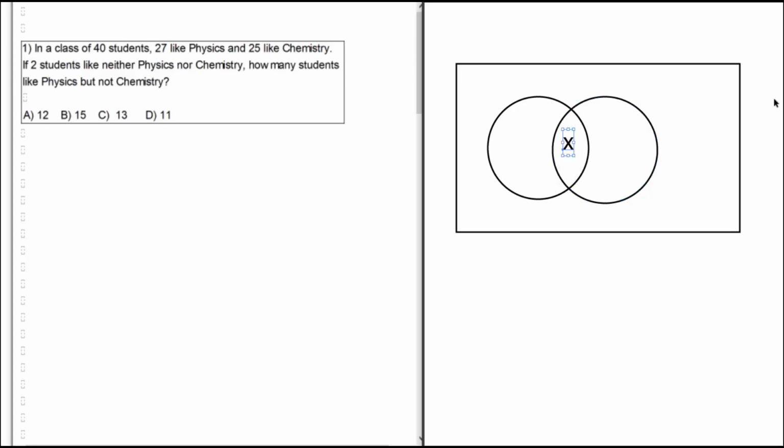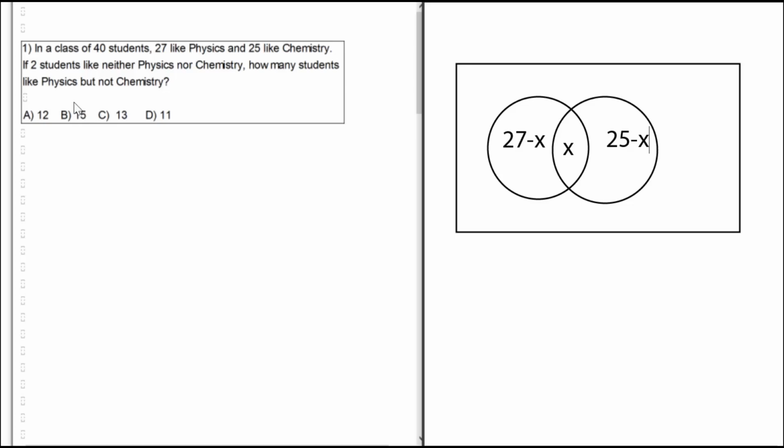And that is an important trick in Venn diagrams. You start normally from the intersection between the two sets. If that intersection is unknown, then you label this as a variable. Okay, I have mentioned earlier that the total area of this circle is 27. Since this area right here, the intersection, is X, the area of this part must be 27 minus X. In the same way, for this area right here, the people who like chemistry, it must be 25 minus X.